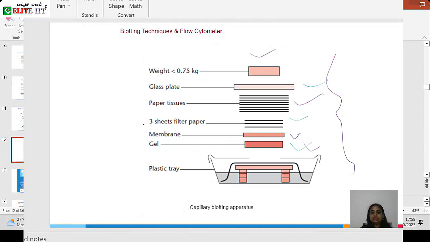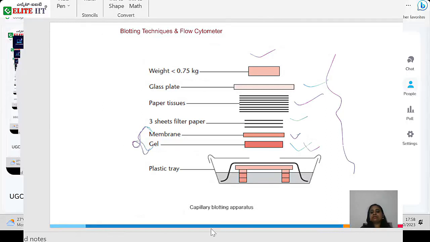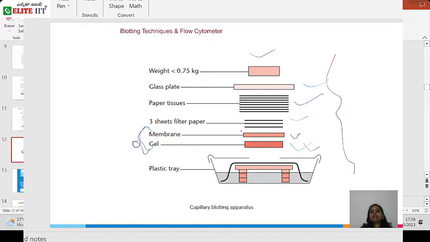So in this case, we are doing attachment of membrane and gel, right? Then only transfer is possible. Okay, and in this case, through capillary action, the buffer is going towards the gel, and from the gel all the bands are transferred to the nitrocellulose membrane, by capillary action. Okay, so that is done.